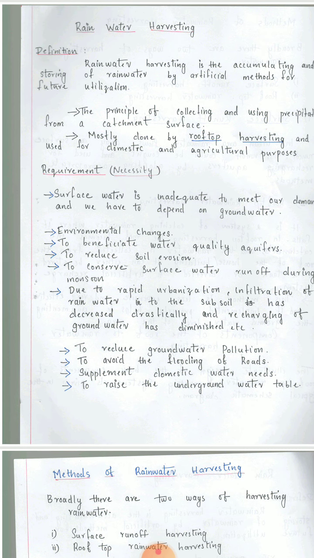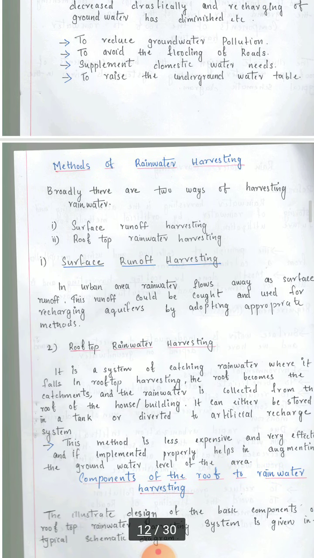To reduce groundwater pollution, that is, this rainwater is considered as the purest form of water. If we allow this directly into the ground surface, the pure form of water can be extracted. To avoid the flooding of roads, that is the same, where the runoff will be reduced so that the water flowage on roads will be reduced.